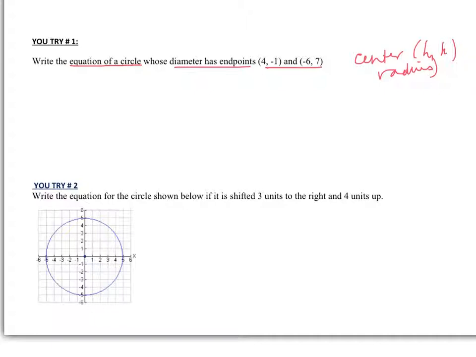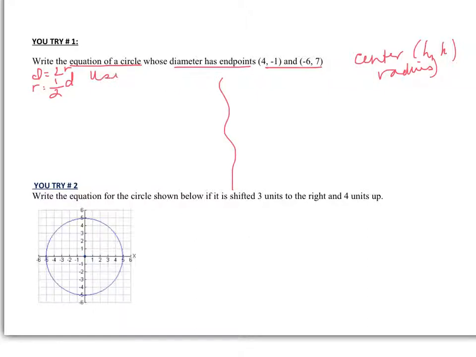However, we know that the diameter is 2 times radius, or radius is equal to half of the diameter. And the center is in the middle. So we're going to go ahead and find the diameter first. And how are we going to do it? We're going to use the distance formula. So I'm going to break this in half.